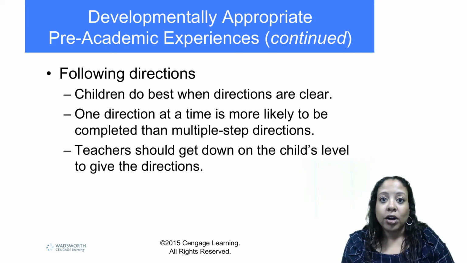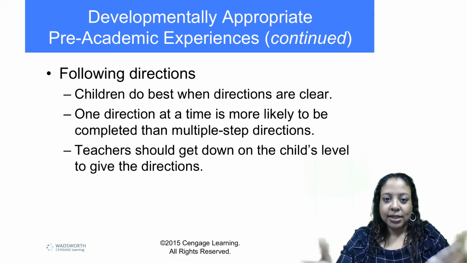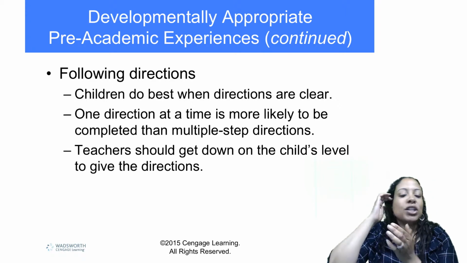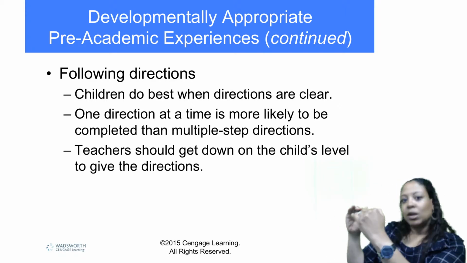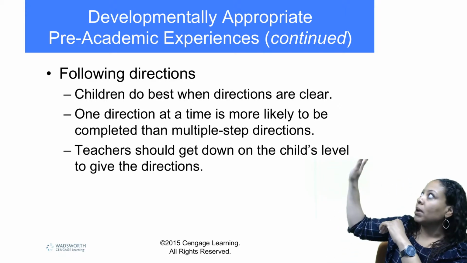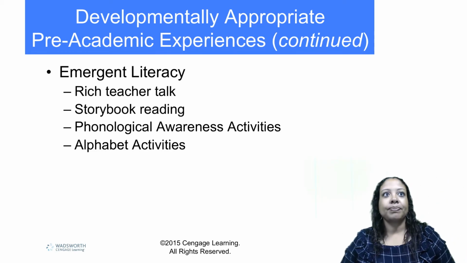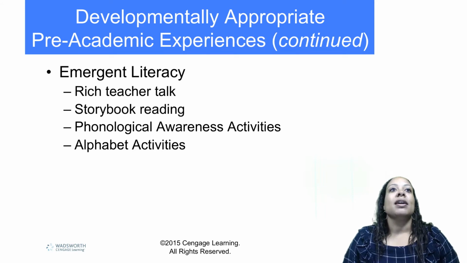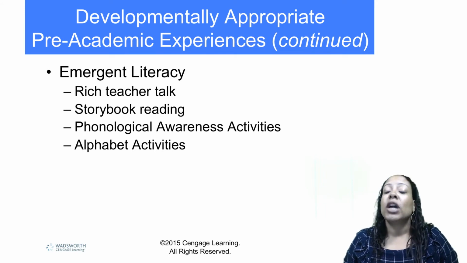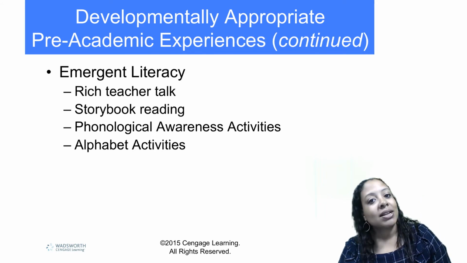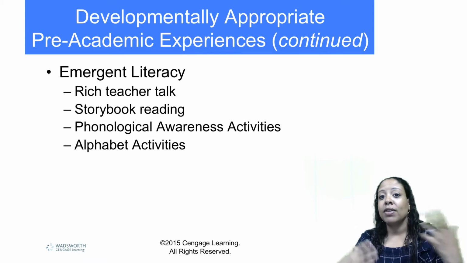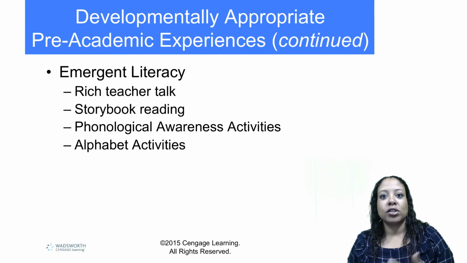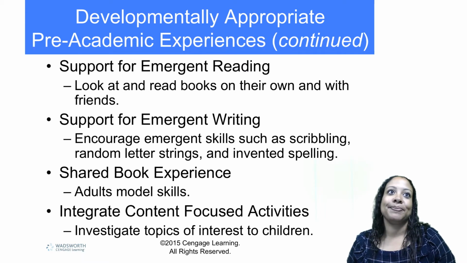They feel like you're respecting them, you're on their level, but also just a proximity thing. It's much easier to pay attention to somebody when you can see them and you can look into their eyes versus somebody up here. Emergent literacy. Literacy that is emerging. Rich teacher talk, storybook reading, phonological awareness activities, and alphabet activities. So all of these things are helping build their phonemic awareness and building those foundational literacy skills.